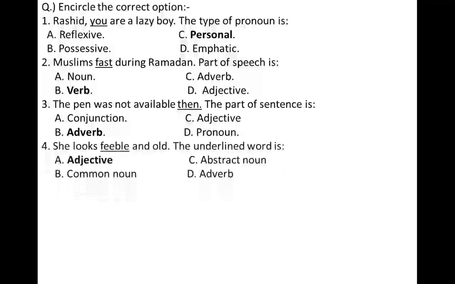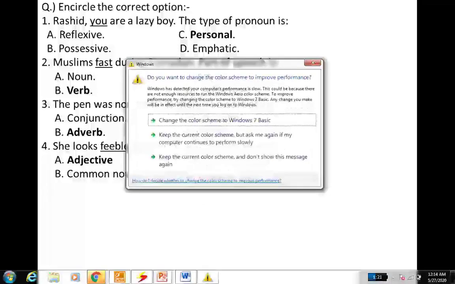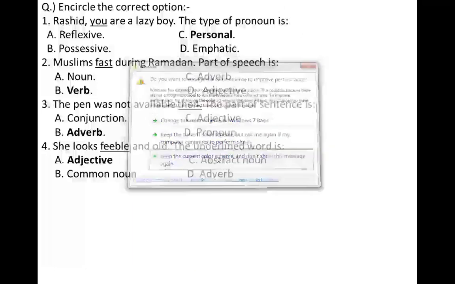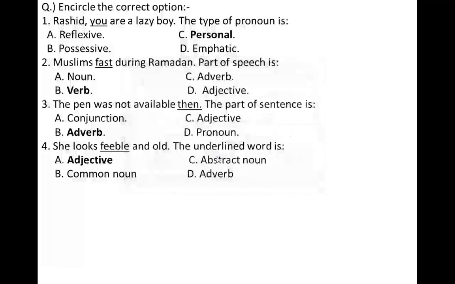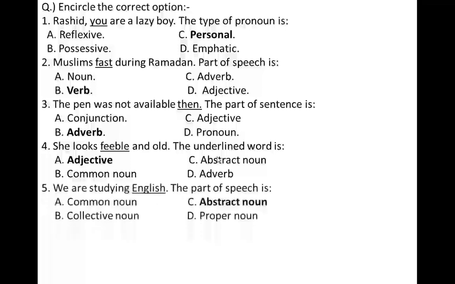She looks feeble and old. The underlined word feeble is adjective, common noun, abstract noun, or adverb. Feeble is obviously giving us the property of a noun. She looks feeble and old. The words feeble and old both describe the quality of she, so that is an adjective.